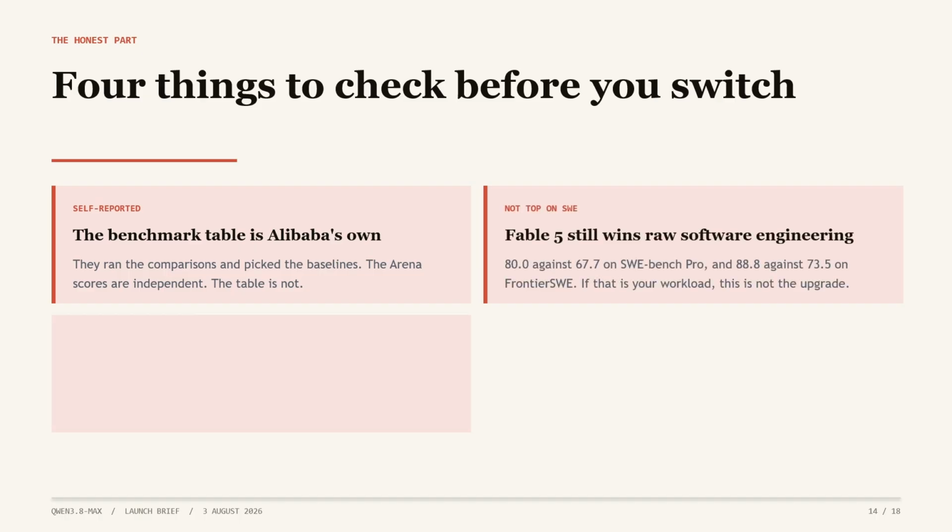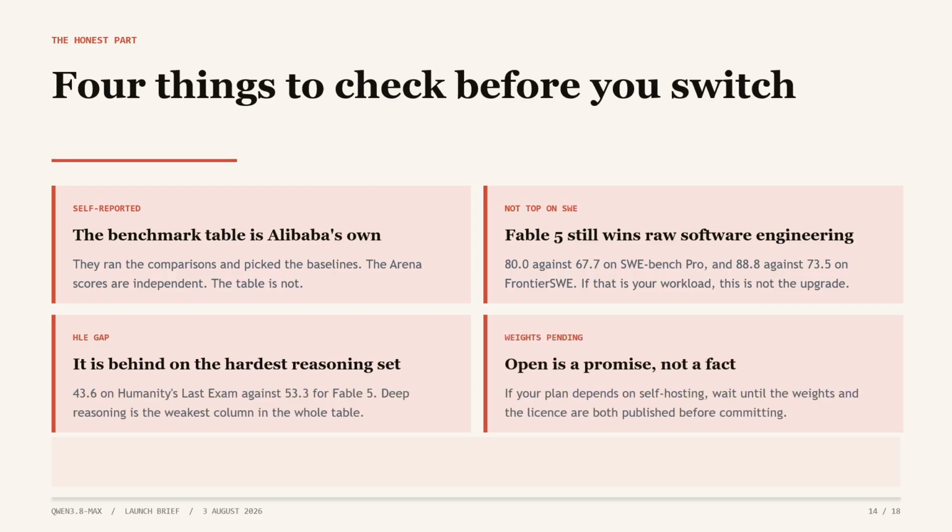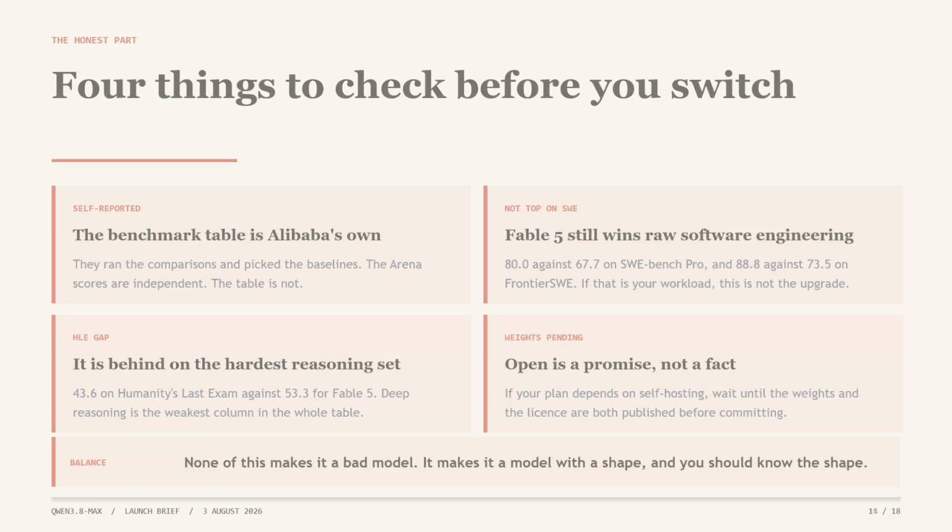Second, it is not the best coder. On the hardest software engineering test, Claude Fable 5 is well ahead. Third, on the hardest reasoning test called Humanity's Last Exam, it gets 43.6. Fable 5 gets 53.3. That is the weakest column in the whole table.